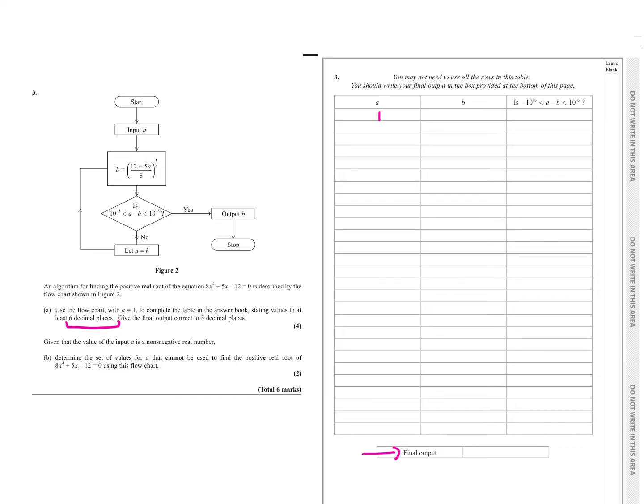So, part A. We put 1 in. Now, let's see what happens. I'm assuming I need a calculator. So, it says input A. We inputted A. Okay, we got 1 mark. You don't even get a mark for that. Right. Then it says B equals 12 minus.